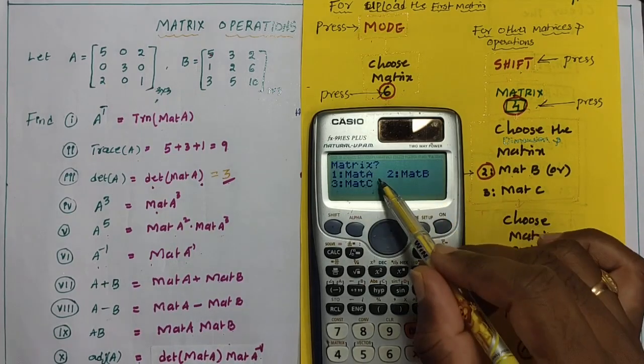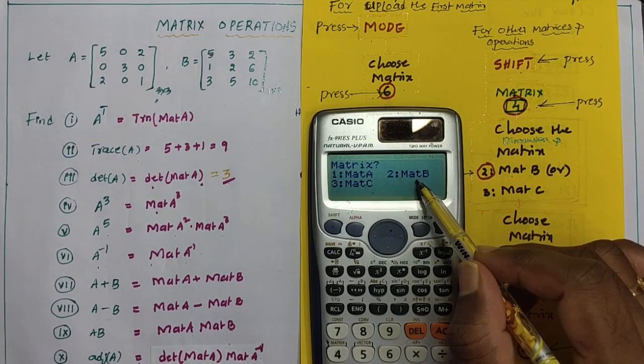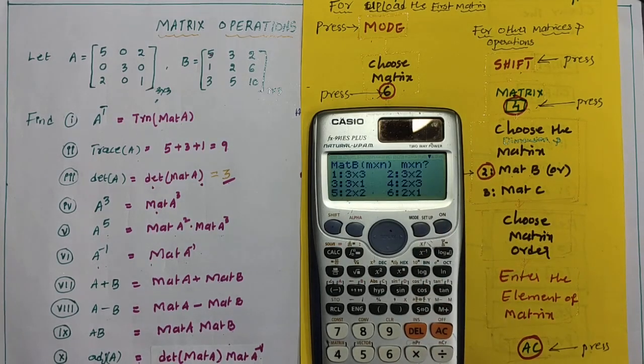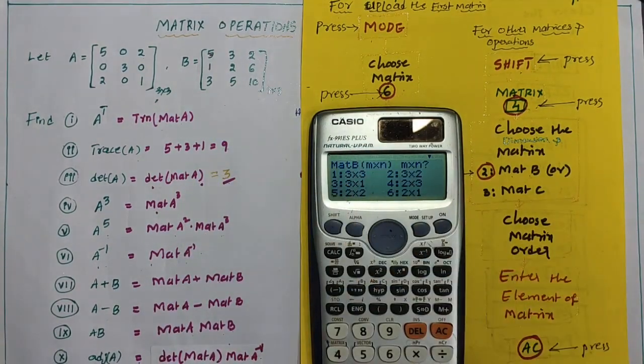For which matrix? Already we stored the data on mat A. Now we are choosing the dimension for the mat B, so I am pressing the button 2. The order of the second matrix is 3 by 3, that's why I am pressing the button number 1.